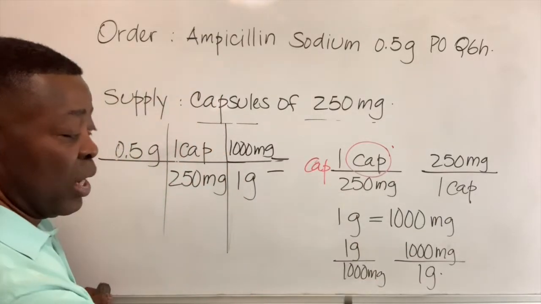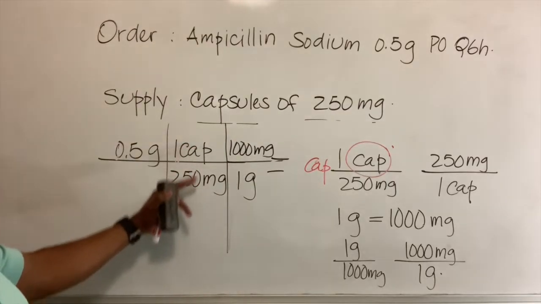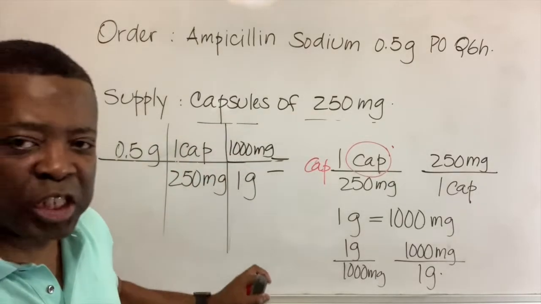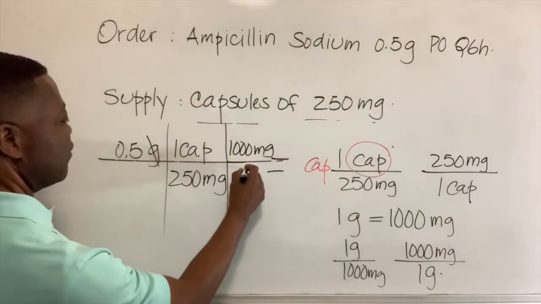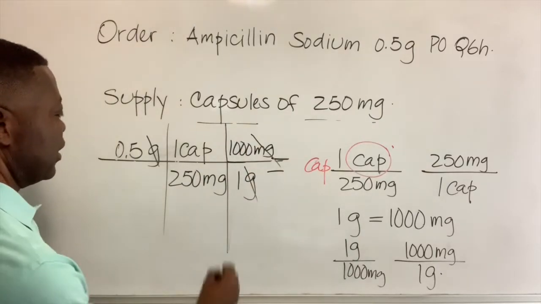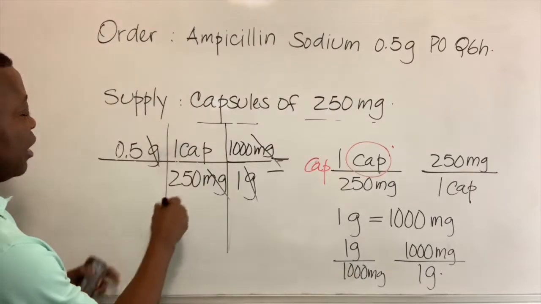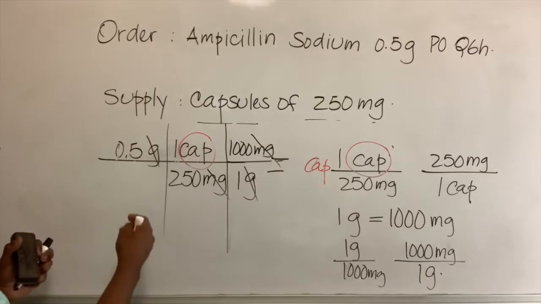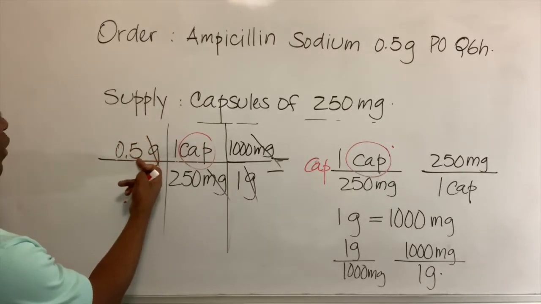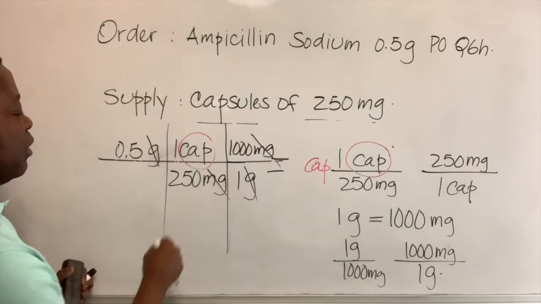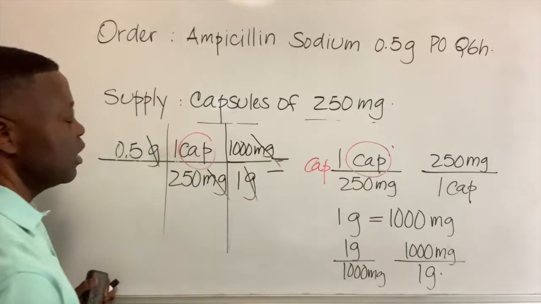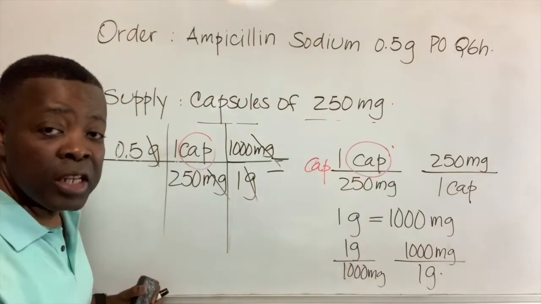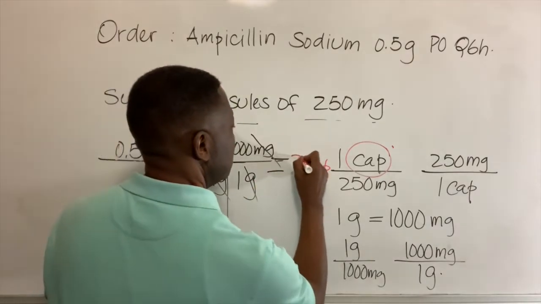Remember, this is equal to 1. This also is 1 because in 1 capsule I have 250 milligram. So I multiply this by 1 times 1. I don't change anything. Gram cancels this gram. Milligram cancels milligram. And all I have in my answer is capsule. Now what do I do at this stage? I multiply 0.5 times 1 is 0.5. 0.5 times 1,000 is 500. 500 divided by 250 is 2. So I administer 2 capsules.